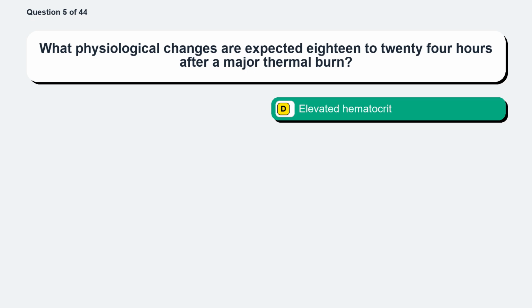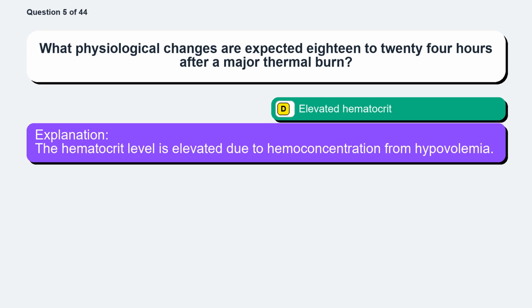The correct answer is option D. Elevated hematocrit. The hematocrit level is elevated due to hemoconcentration from hypovolemia.